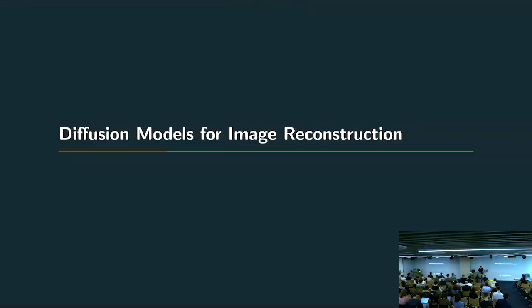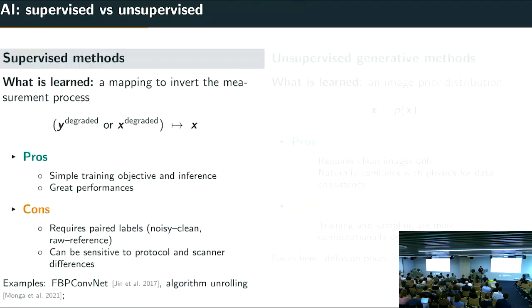So I will now move to the type of model we use, the diffusion models. Before that, I will just highlight the difference between supervised methods and unsupervised methods. Supervised methods typically take as an input a degraded measurement or a degraded image and return a high quality image. Those models have been widely used in the literature because they are simple to train, and also they have great performance. However, they require paired labeled data, so noisy and clean images, and also they can be sensitive to protocol or scanner differences, unless you're using a foundation model, which is very pricey.